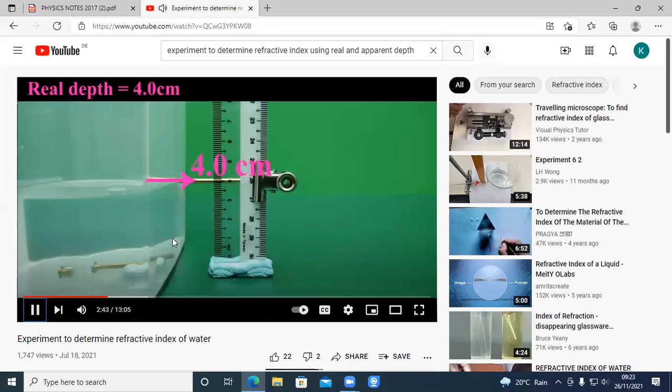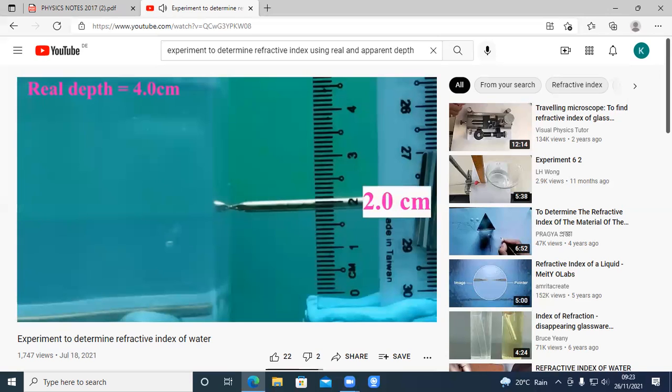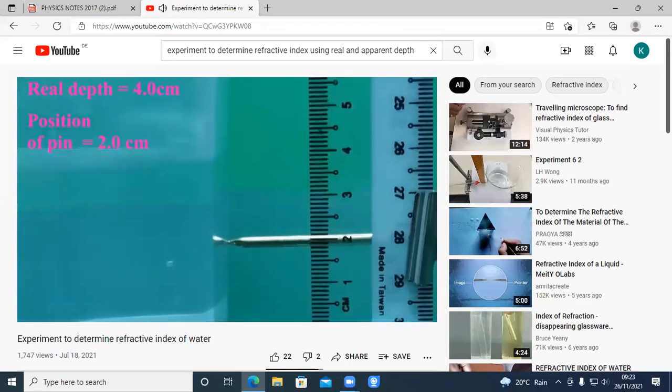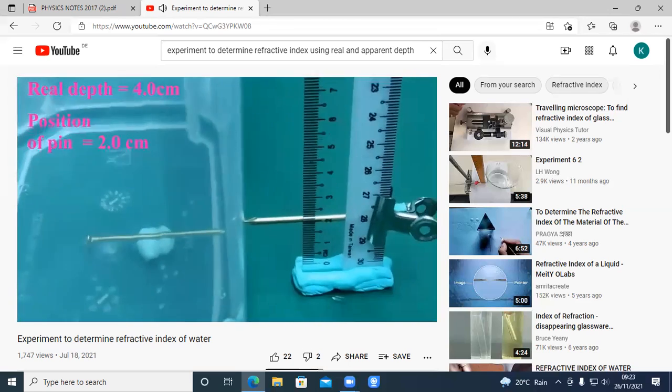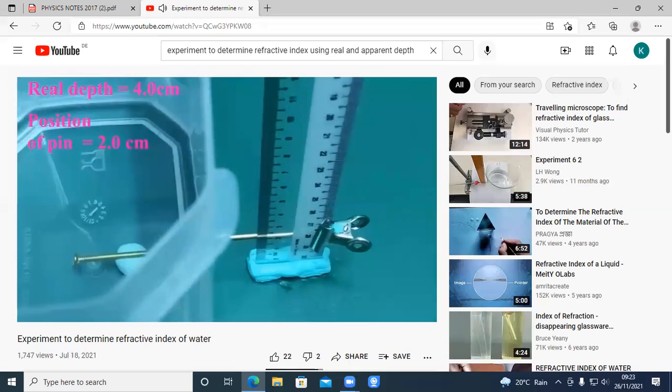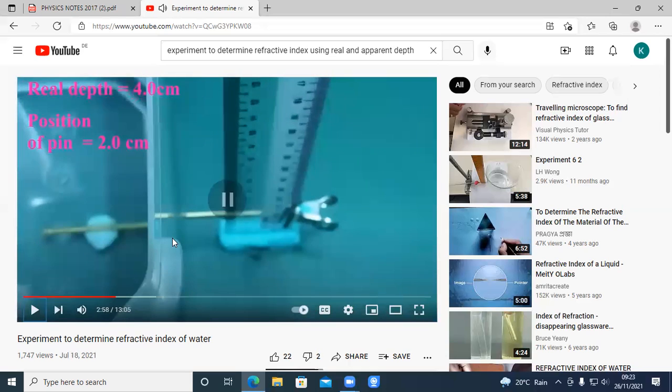Real depth is 4.0 cm. We adjust the position of the pin to 2.0 cm. Let's observe from different positions.